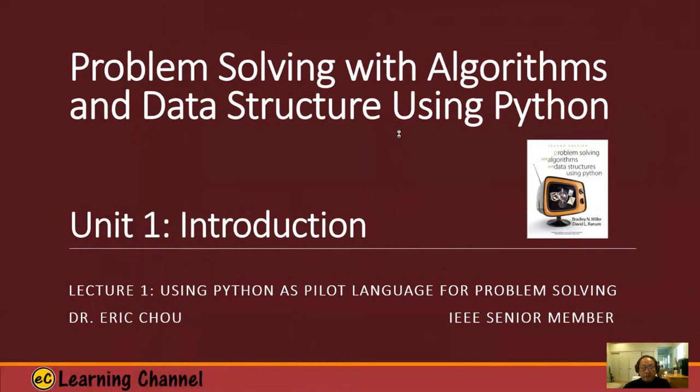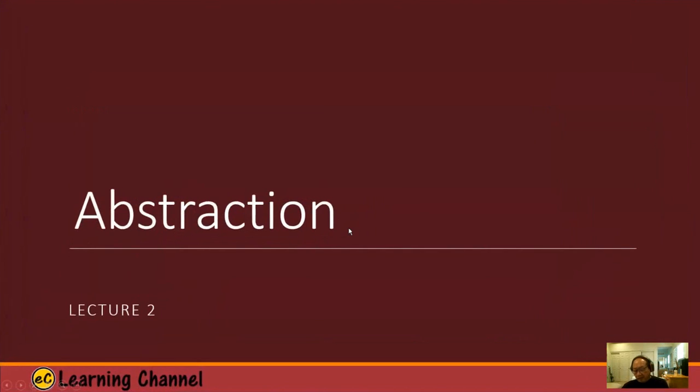Okay, the next one I'm going to talk about is abstraction, because I think I already mentioned that abstraction is one of the seven big ideas that's very important in computer science. So what really is abstraction?